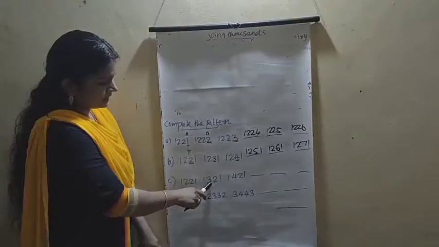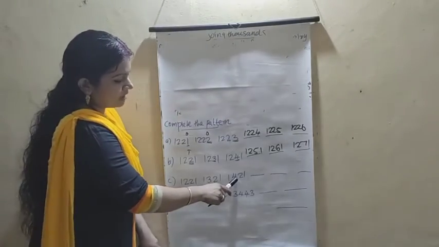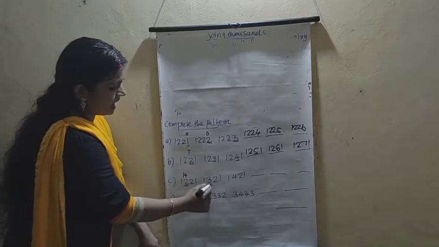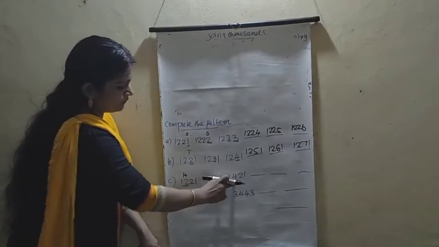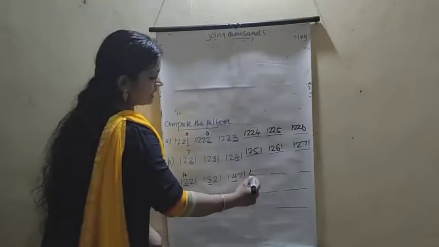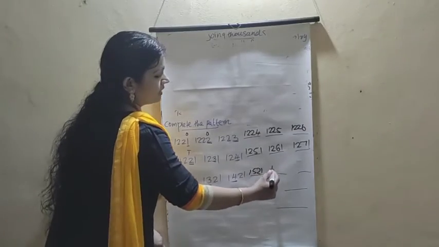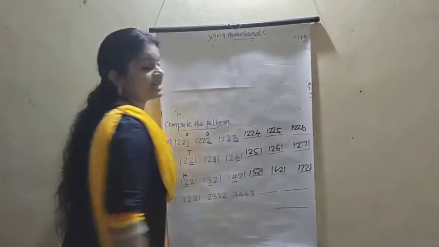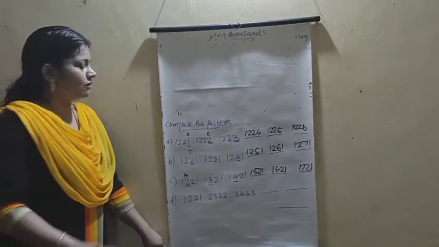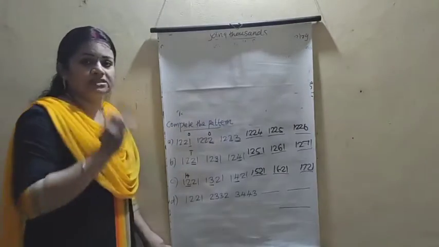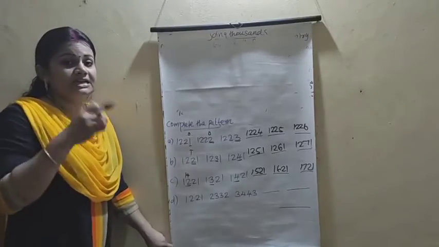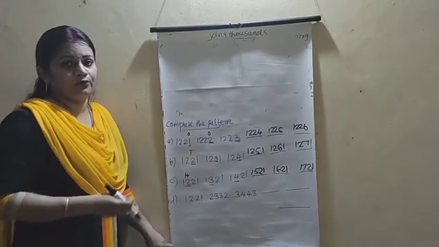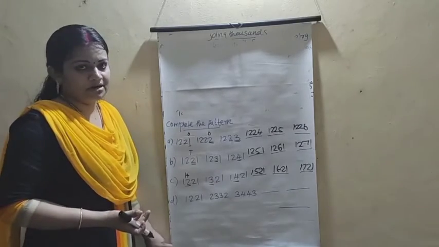The next: 1,221, 1,321, 1,421. Which place is changed? Hundreds place: 2, 3, 4. What is the next? 1,521, 1,621, 1,721. So we are writing the pattern. First you find out which place is changed. Then you read the question carefully and write the next numbers.